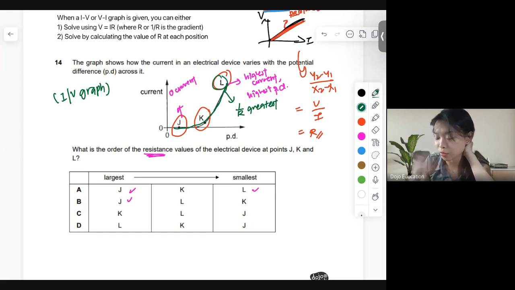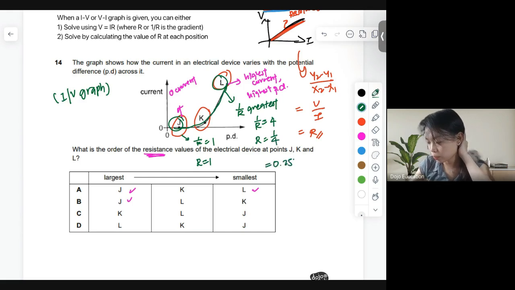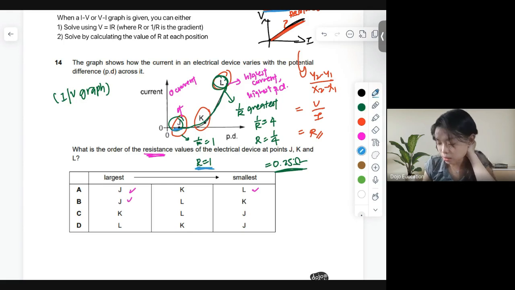Okay, so what is my R? For example, now my 1 over R is the greatest. 1 over R at L, for example, is a 4. Okay, and this part, my 1 over R is maybe 1. Okay, 1 over R is 1 because it's very gentle, right? The curve is very gentle. So how do I find my R? Flip it, right? So R equals 1. So I flip the 1. And then for this part, R equals 1 over 4. So you realize this one is 0.25 ohm. So you realize actually at my L, yes, I do have the smallest resistance. And at my J, I do have the greatest resistance.